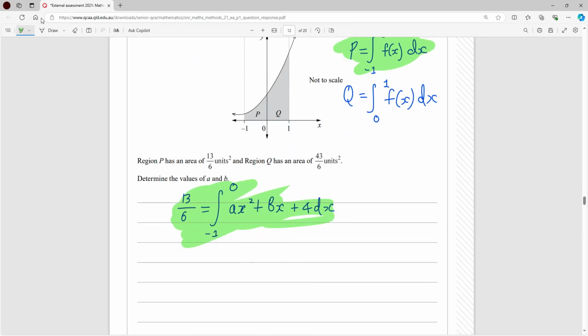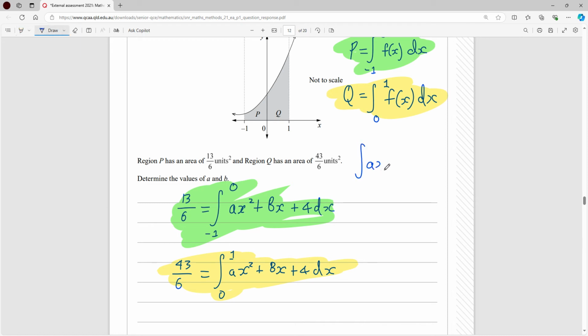And then for this one here, Q, let's just highlight that in yellow. We'll have 43 on 6 equal to the integral from 0 to 1 of that exact same function. So really you only have to integrate it once, but you've got to put in the bounds individually for each of them, okay? So that goes there. Alright, so now let's just integrate this while we're at it.